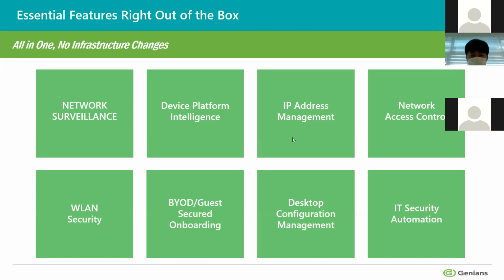So there is actually more than network access control. It includes network surveillance, because in order to control, you first need to have full visibility of your network. Without knowing what's inside your network, it's difficult to actually control, right? That is why it comes from network surveillance. And device platform intelligence, which will give you more detailed information on each detected device. And of course, IP address management.